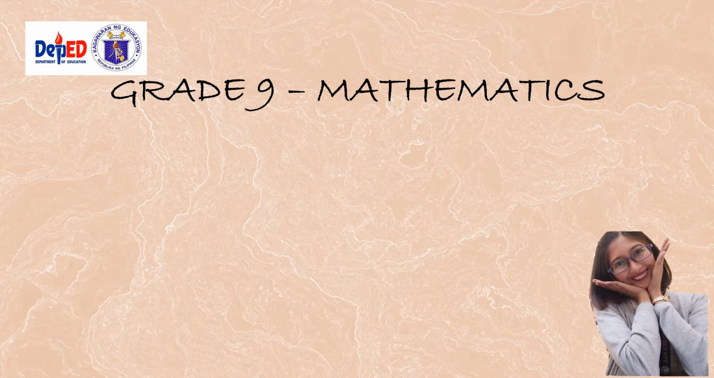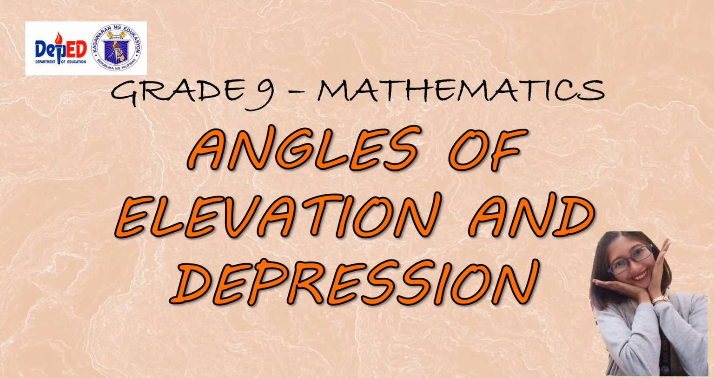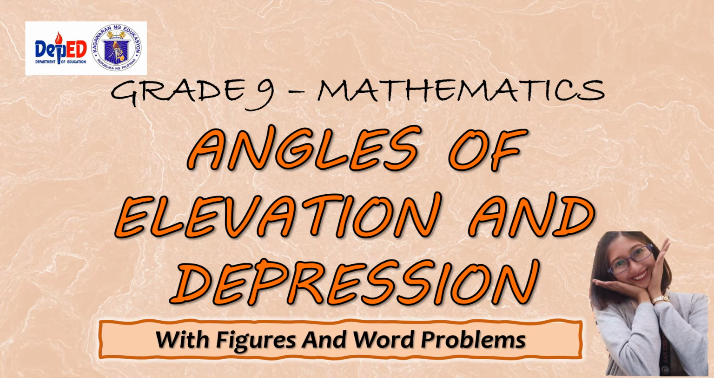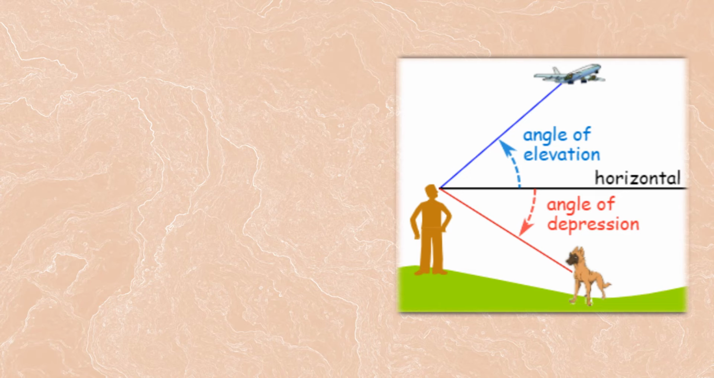In this video for grade 9 mathematics, we will talk about the angles of elevation and depression with figures and word problems. So, in angles of elevation and depression, this horizontal line is called the line of sight. This is the angle of elevation and this one below is the angle of depression.